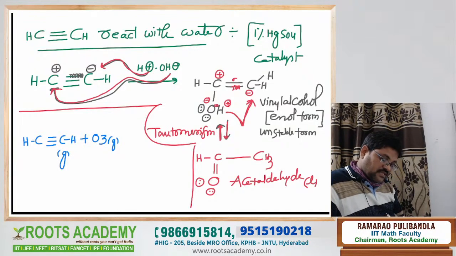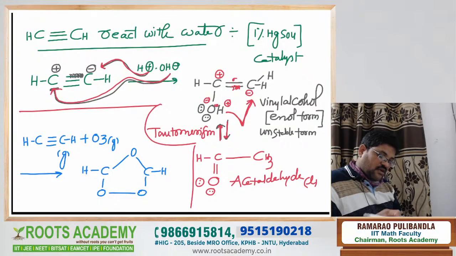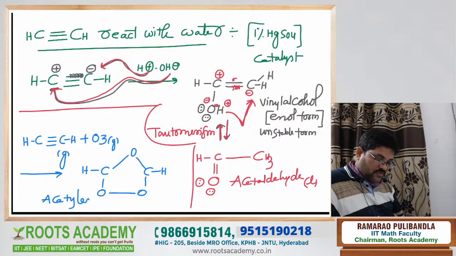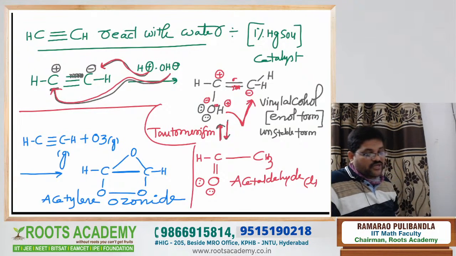Now when acetylene gas is combined with the ozone gas, what do you get? You get CH, O, CH, and O, and you get O. This is called acetylene ozonide forming. Tell me, students, what is forming? Acetylene ozonide is forming. Simple reaction like that. We got acetylene ozonide because carbon valence is 4.